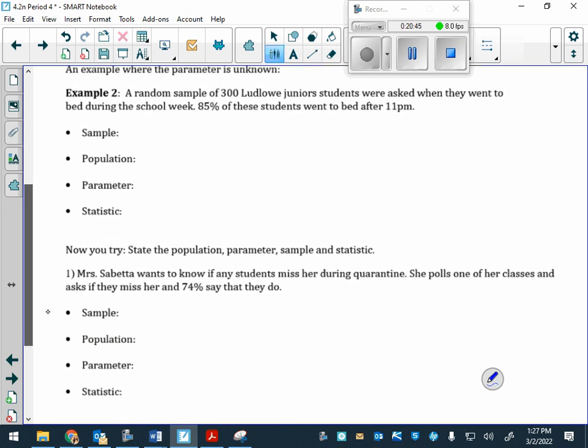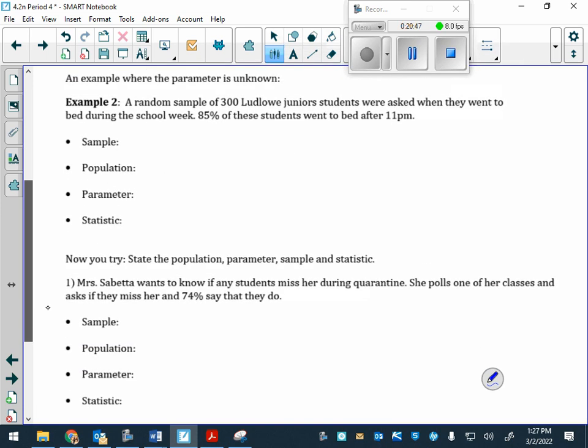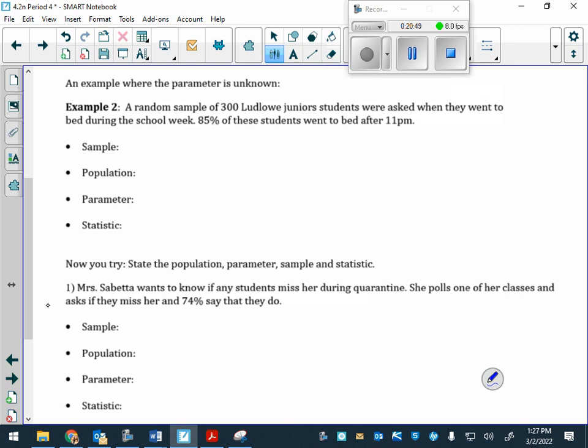So let's look at this example where the parameter is unknown, okay? So a random sample of 300 Ludlow juniors were asked when they went to bed during the school week. 85% of these students went to bed after 11, okay? So what is the population? Let's start there. What is the population? Braden. Even a little more specific, we could. Yep.